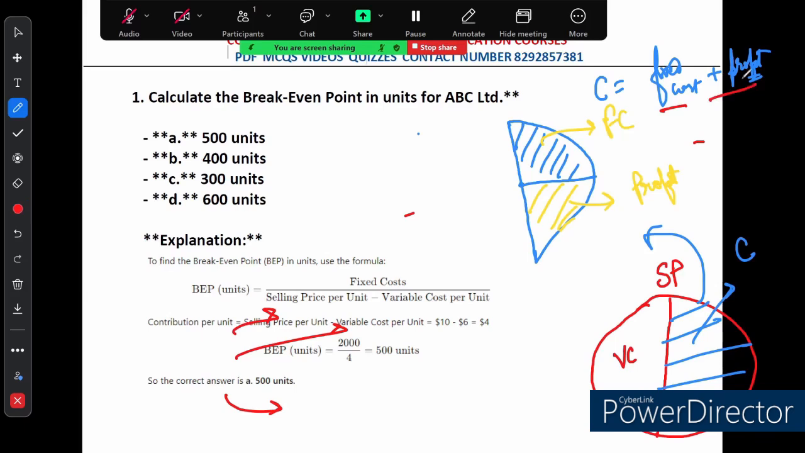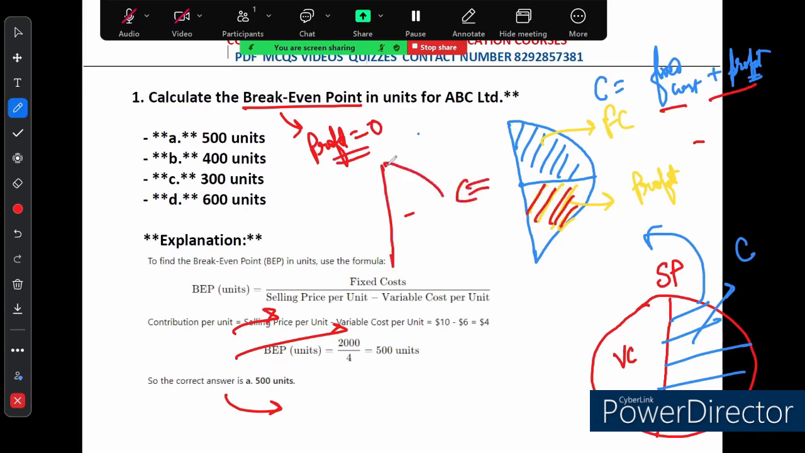So what is the meaning of break even point? Break even point means a point at which profit is zero. Now you can see, if the profit is 0, then this shaded region will become 0, or we can say quite easily that this entire fixed cost will become equal to our contribution margin. Right? Am I clear? What I'm saying is, break even point means profit is 0, and when profit is 0, fixed cost will be equal to contribution margin. Right? So this is how we will calculate it.